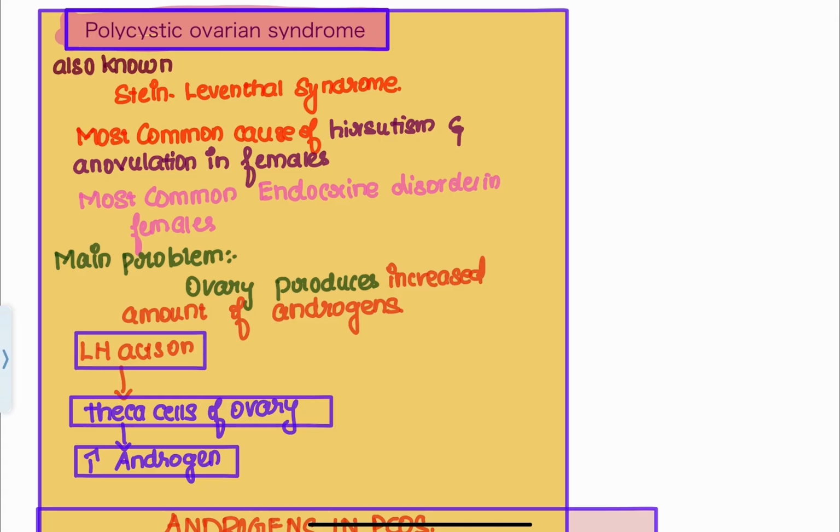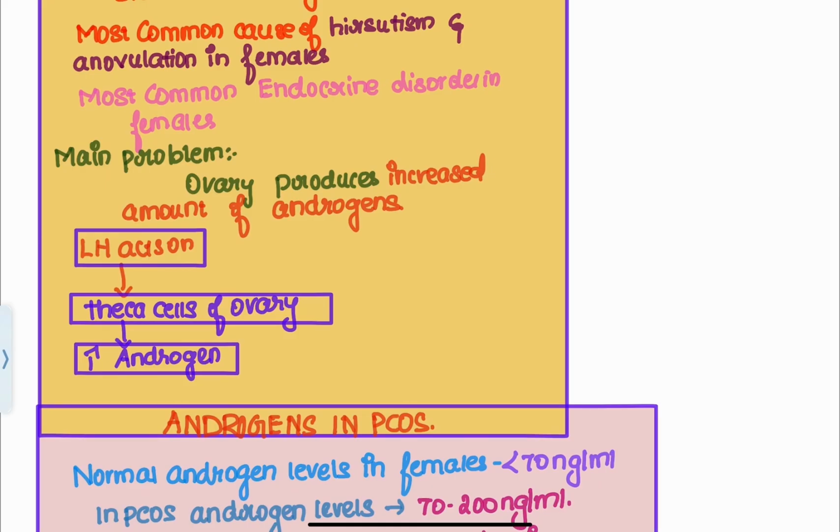Is that clear? Okay. But the main problem in PCOS is that the ovary produces an increased amount of androgens. Now you may ask how the ovary produces increased androgens. We all know that the luteinizing hormone has to act on the theca cell of the ovary in order to produce androgen. Basically, we have two important hormones released from the pituitary, more specifically the anterior pituitary: follicle stimulating hormone and luteinizing hormone, FSH and LH.